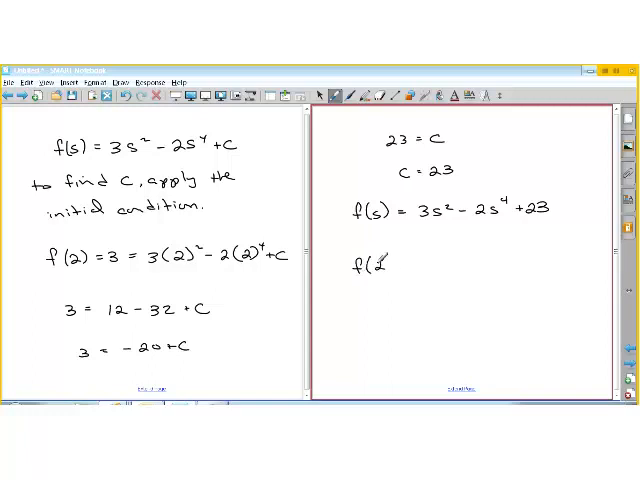Now you can check that by just plugging in f of 2. So that means plug 2 into here. So you get 3 times 2 squared minus 2 times 2 to the fourth plus 23. So that's 3 times 4 is 12, minus 32, plus 23. And if you plug that into your calculator, you should get 3. So 12 minus 32 plus 23 is 3. So that works.